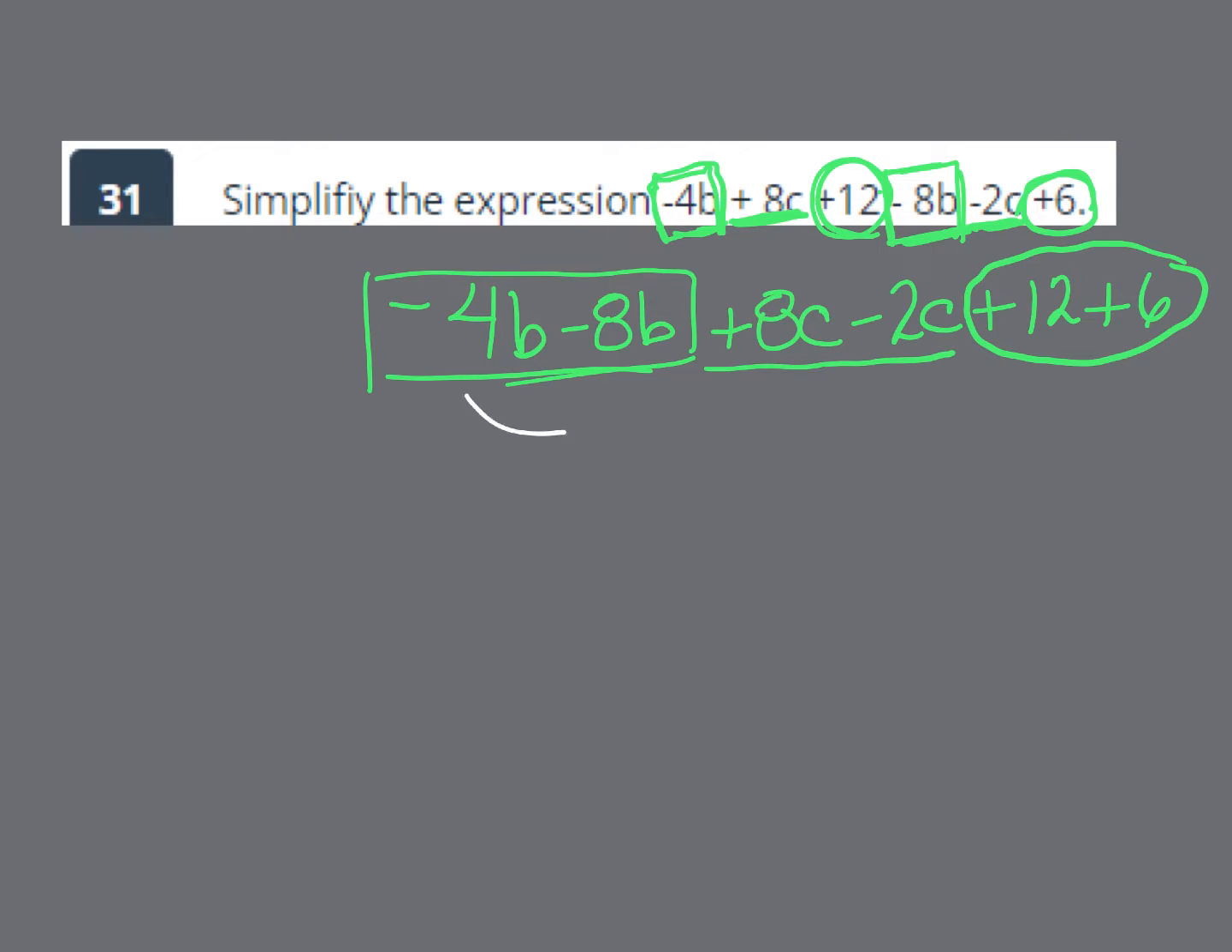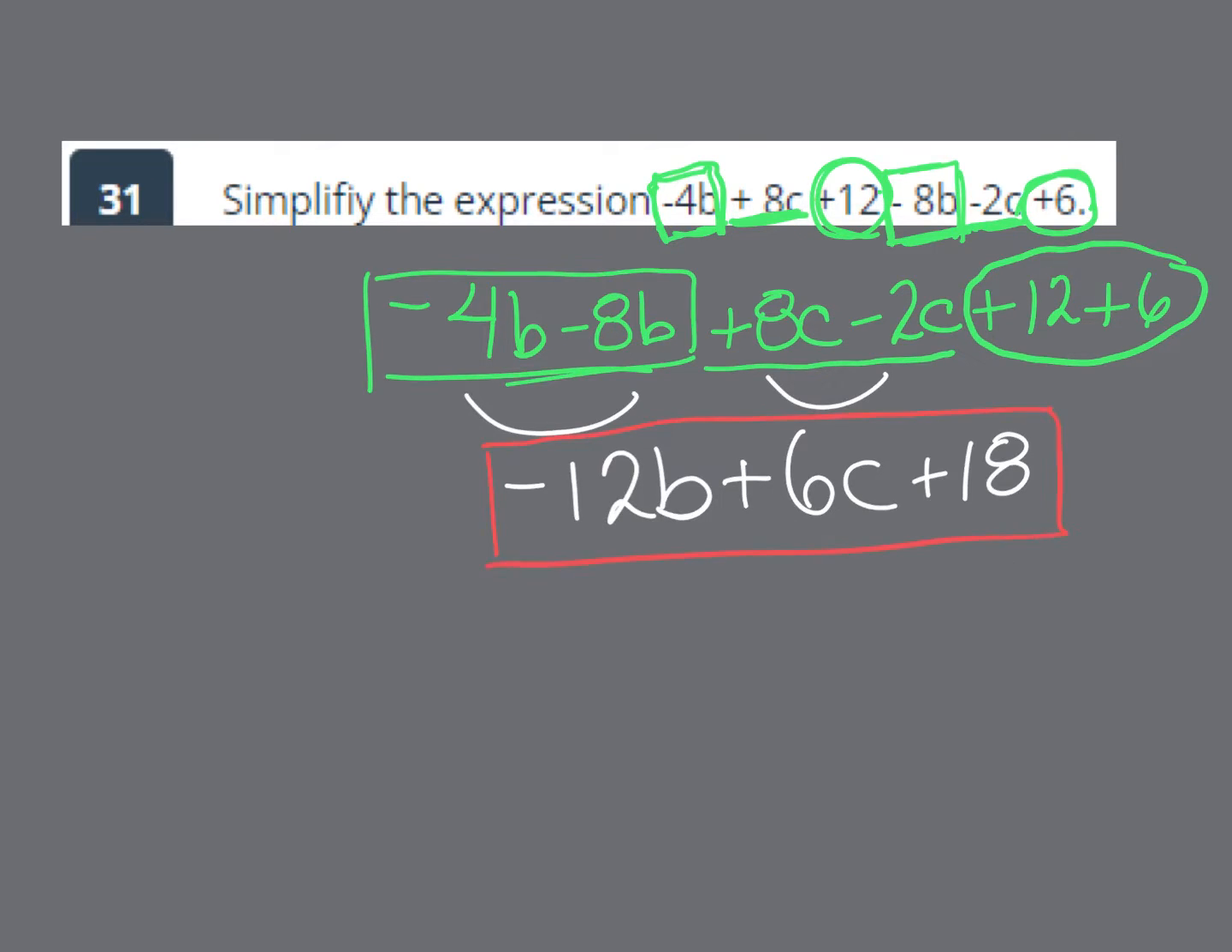In my box, I've got negative 4B minus 8B. So I'm already down 4 B's, and I'm going to take away 8 more B's. So that leaves me negative 12B. Now I've got 8 C's. I'm taking away 2 of them. So that's positive 6C. Plus 12 plus 6 is plus 18. And there is our answer. Noticed I went from 31.